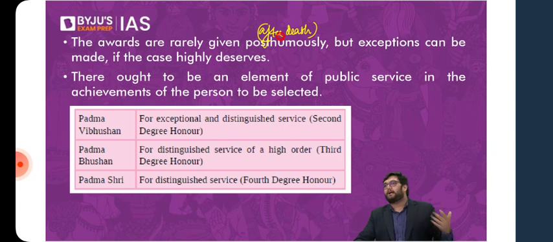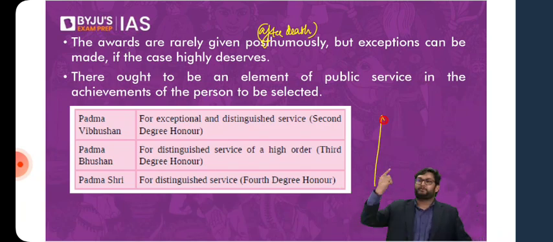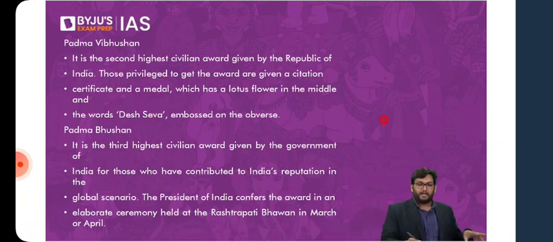And you go up this ladder. You first get Padma Shri, then Padma Bhushan, then Padma Vibhushan. It's not that a person can automatically get Padma Vibhushan. You have to go up this rank. So Vibhushan is second highest, the first highest is Bharat Ratna. Bhushan is the third highest, and I'll show you. It's a lotus leaf, and it says Desh Seva.